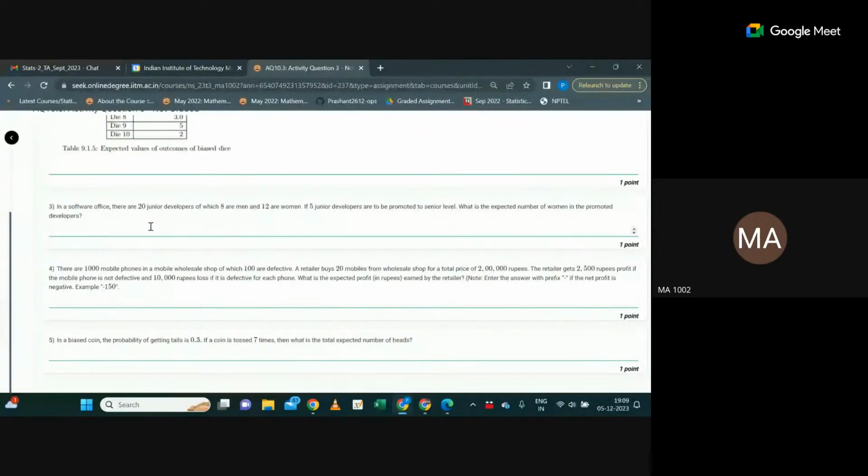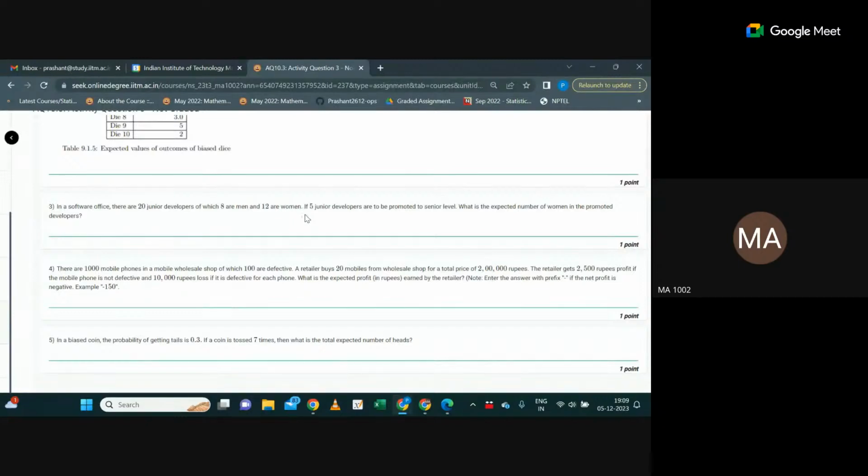In a software office, there are 20 junior developers, of which 8 are men. I think this question is something related to hypergeometric. Okay, we'll see. We'll do it without hypergeometric. There are 20 junior developers, of which 8 are men and 12 are women. If 5 juniors are to be promoted to senior level, what is the expected number of women in the promoted developers? Okay. Tell me, how will you proceed?